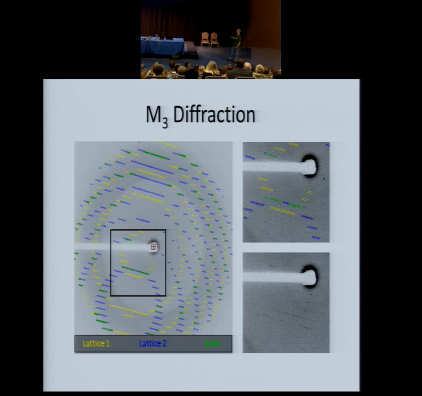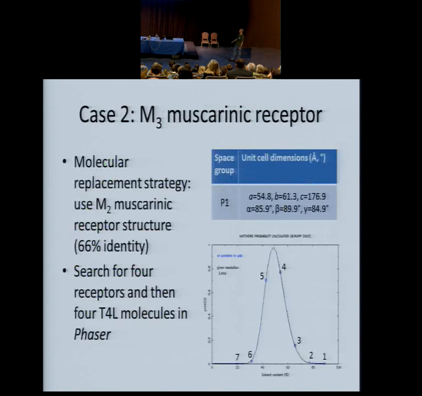And so by collecting a huge number of frames and then discarding any of those that show significant contribution from both twins, and then merging together the ones from the most strongly diffracting wedges, we were able to obtain a complete data set to 3.4 angstrom resolution. In terms of solving the structure then, we chose to do a molecular replacement search using the highly homologous M2 muscarinic receptor, which we had solved just prior to this. This was really fortunate because we had just recently solved the structure of the M2 receptor, and it's very homologous.